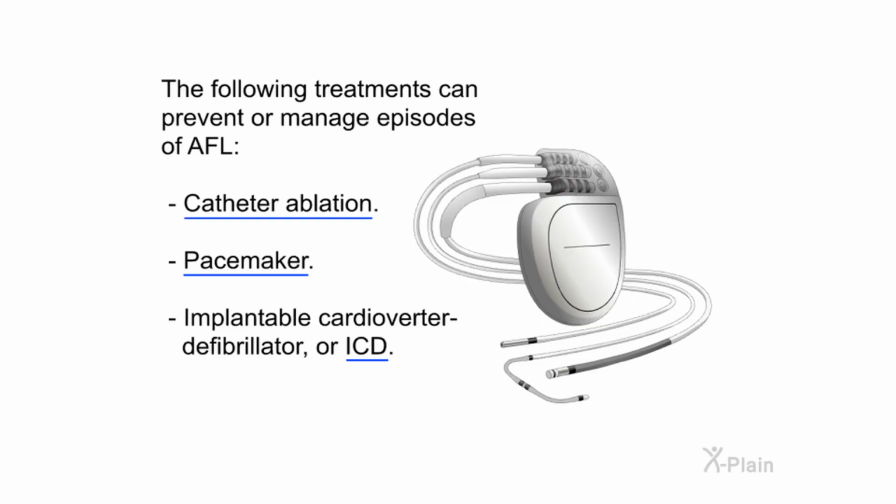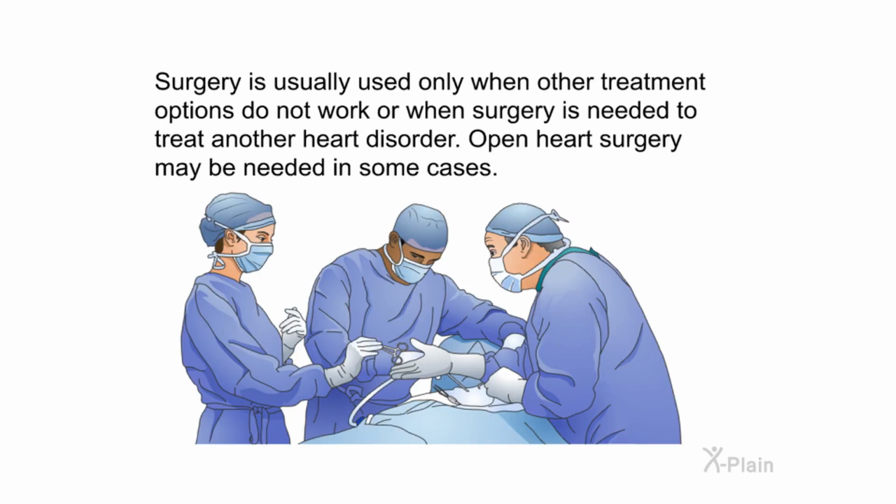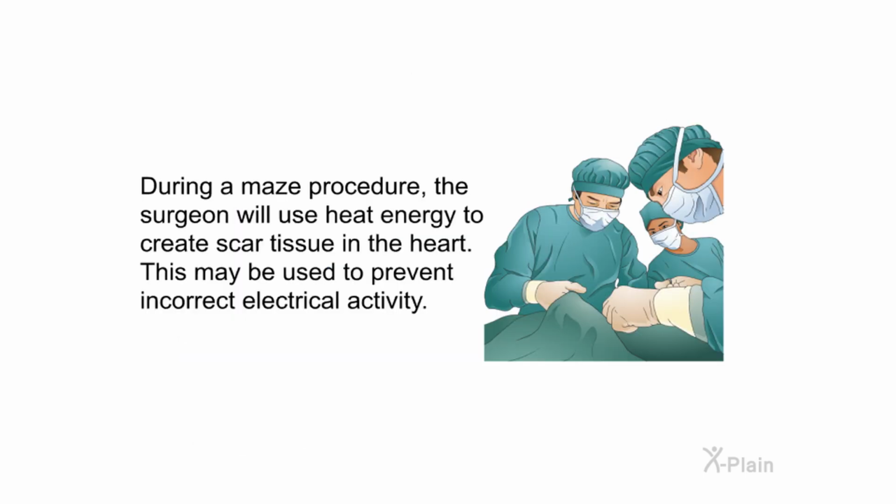The following treatments can prevent or manage episodes of AFL: catheter ablation, pacemaker, implantable cardioverter defibrillator or ICD. Surgery is usually used only when other treatment options do not work or when surgery is needed to treat another heart disorder. Open heart surgery may be needed in some cases. During a maze procedure, the surgeon will use heat energy to create scar tissue in the heart. This may be used to prevent incorrect electrical activity.